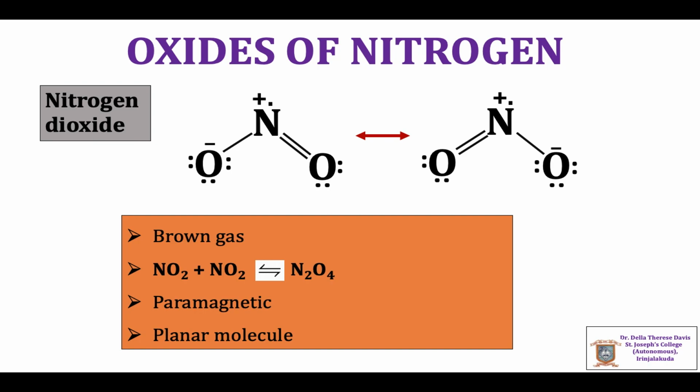Next comes NO2, nitrogen dioxide, which is a brown gas. NO2 reversibly dimerizes into N2O4. NO2 exists in two resonance forms. The molecule is paramagnetic and planar. The oxidation state of nitrogen is +4 in nitrogen dioxide.